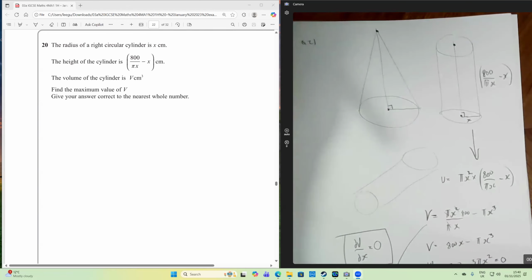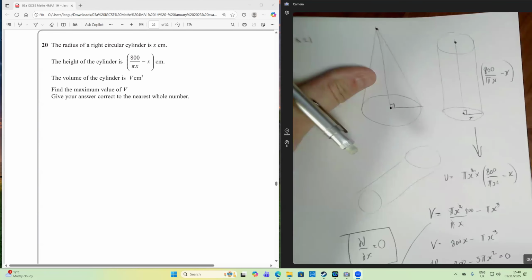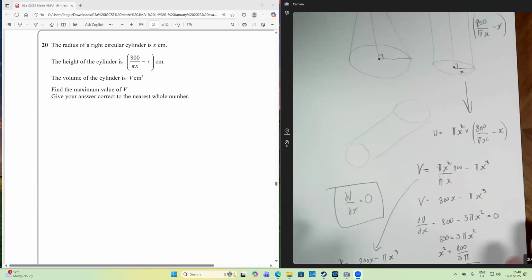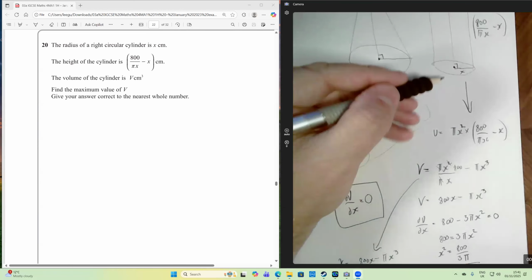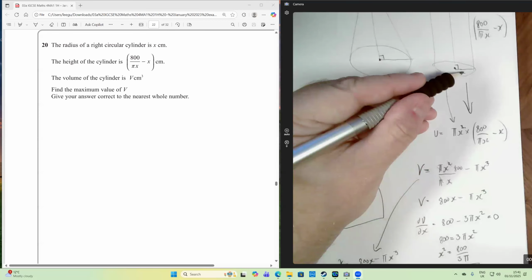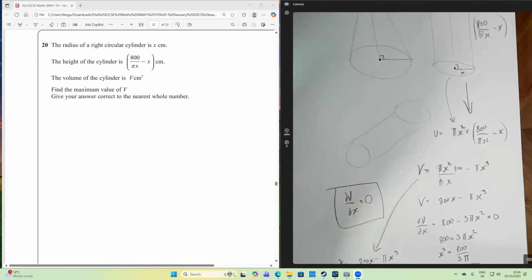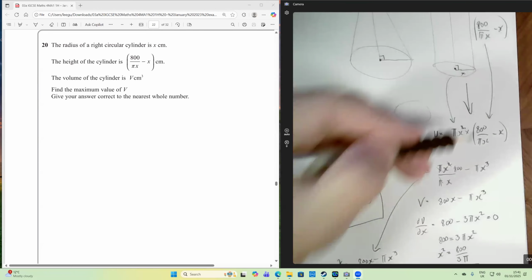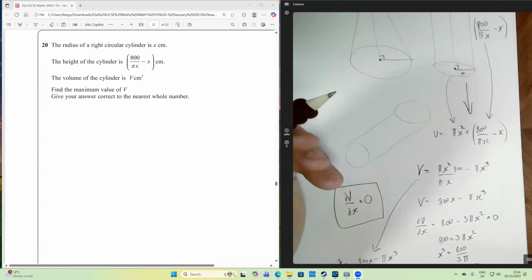First of all, we've got to find the maximum value of the volume. So let's write down an expression for the volume. The volume of a cylinder is the area of the cross section, which is going to be pi x squared in this case, because we're told that the radius is x, times the height, which we're also told is 800 over pi x minus x.